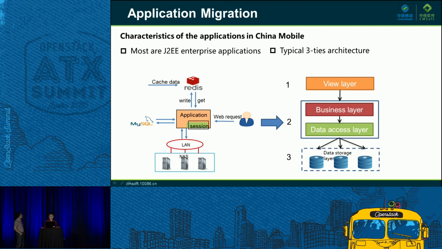The applications in China Mobile have the following characteristics. Most of them are J2EE enterprise applications, and they are typically three-tier architecture. For the access layer, it needs to support multiple channels like PC, mobile, and others. The business logic layers include billing, settlement, customer service, policy management, and so on. For the data layer, it may use multiple types of storage, like Oracle for the database, and others for the file storage.